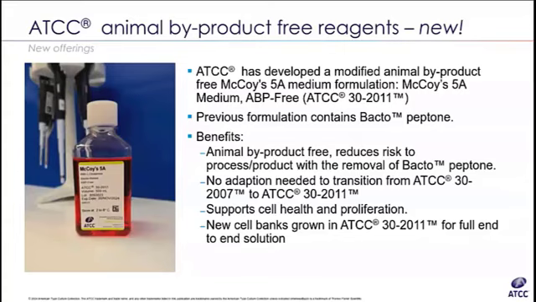Great, great. And where can I find more information about the new McCoy's 5A study that you presented? Yeah, so if you go on the ATCC website and you search for catalog number 30-2011, you'll find the product page for the new McCoy's. On the right-hand side, there is a downloadable application note. It has all of the data. It's about 2 pages long, so you can download that for your records.